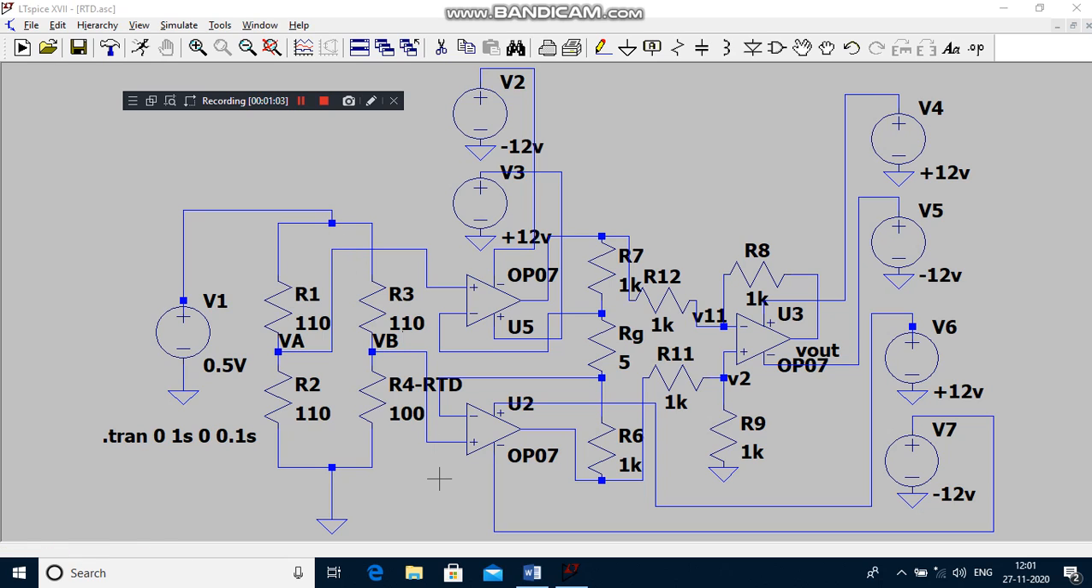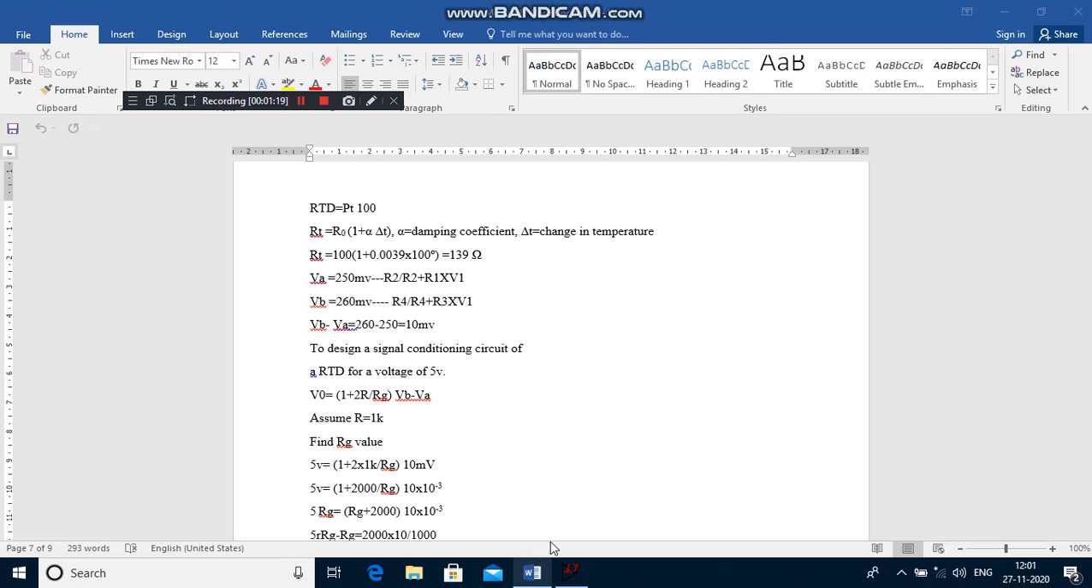Okay. See, you have to assume that the RTD is in a temperature bar. What will happen? If the temperature increases from 0 to 100 degrees Celsius, the corresponding output resistance starts increasing from 100 ohm to 139 ohm. How will it increase? See the formula. Here we are using platinum 100 RTD.